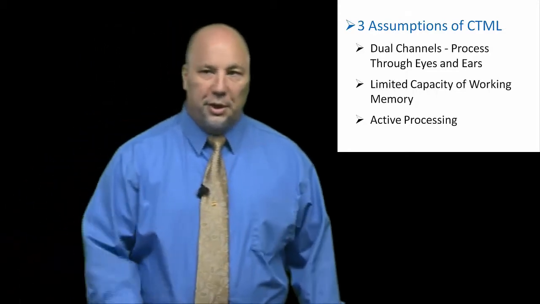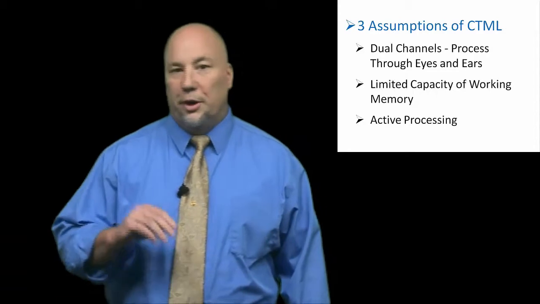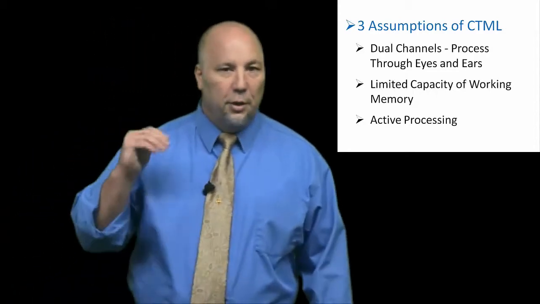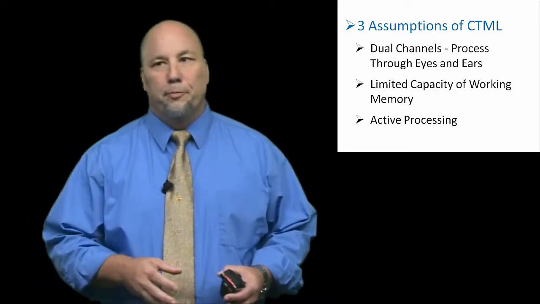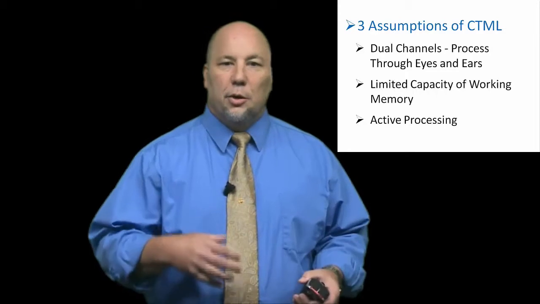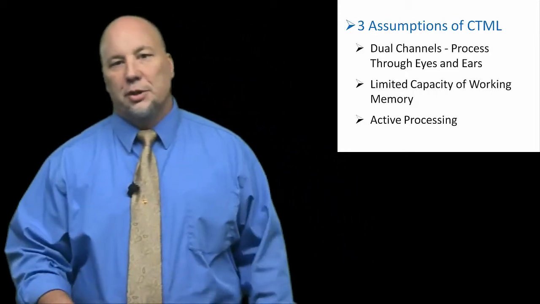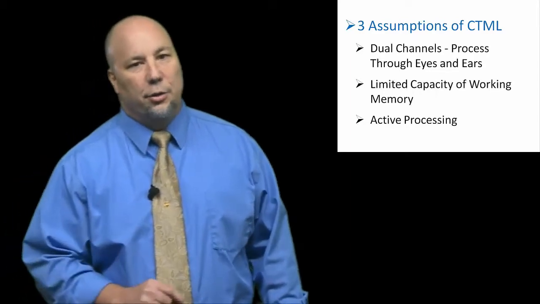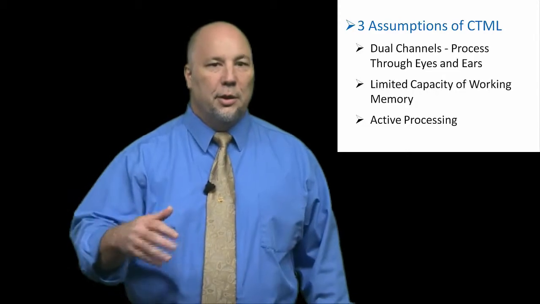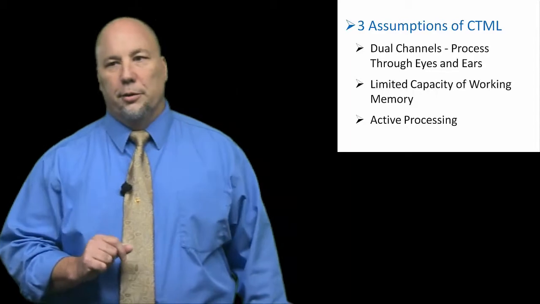The first assumption is that there's dual channels. This is processing information through either the eyes or the ears, so that's your two channels, either visually or through auditory. The thing is that you can actually change channels. So as you read something in your head, you actually turn it into sounds. So you kind of sound it out in your own head. So even though it came in through your eyes, you will then change it in your head to as if it came in through your ears.